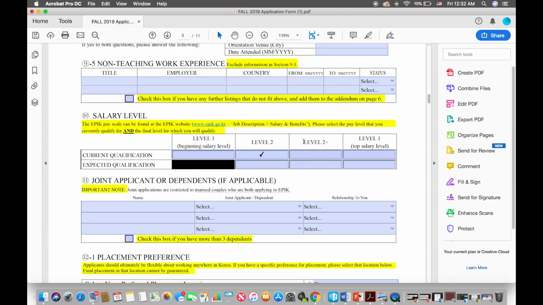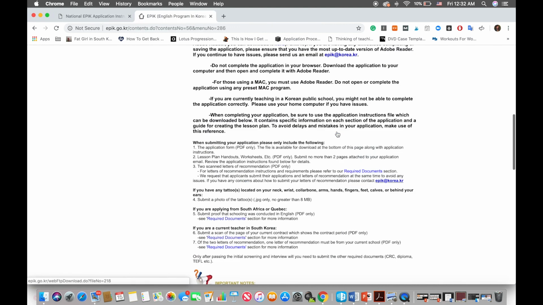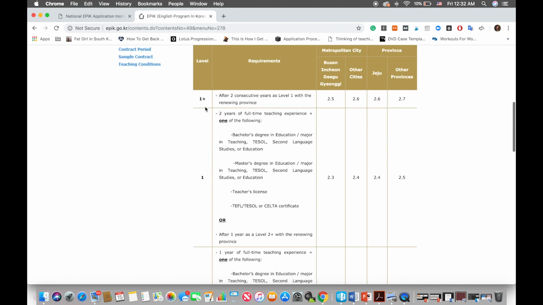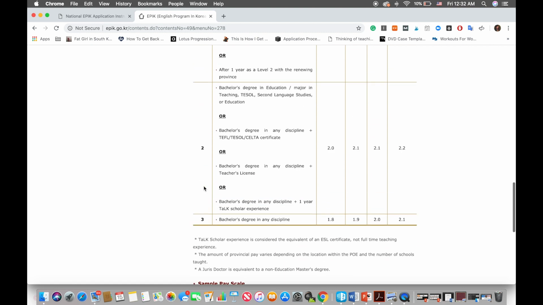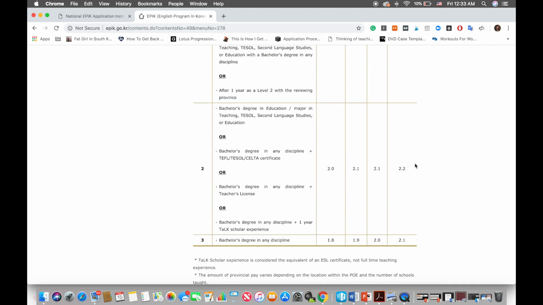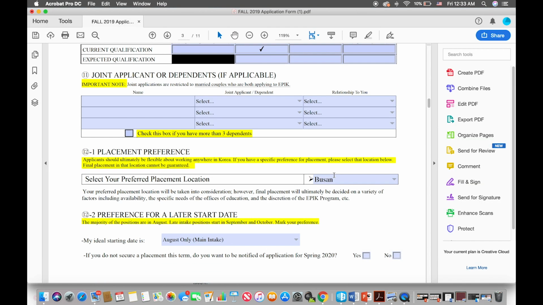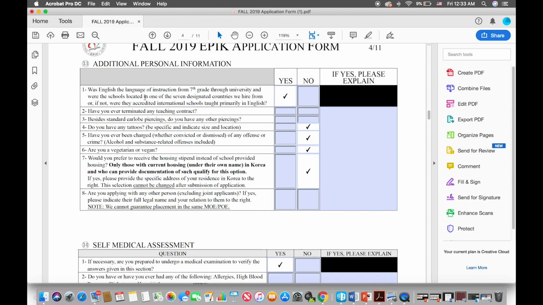And you want to move down to your salary level. So in order for you to know how much money you should be getting paid by Epik, you want to go back to the Epik website, click on job description, salary and benefits, and here they have all the salary levels on the left. But for the most part, a lot of us will fall under level 2. So you want to go ahead and click level 2. Okay, moving on to personal information.